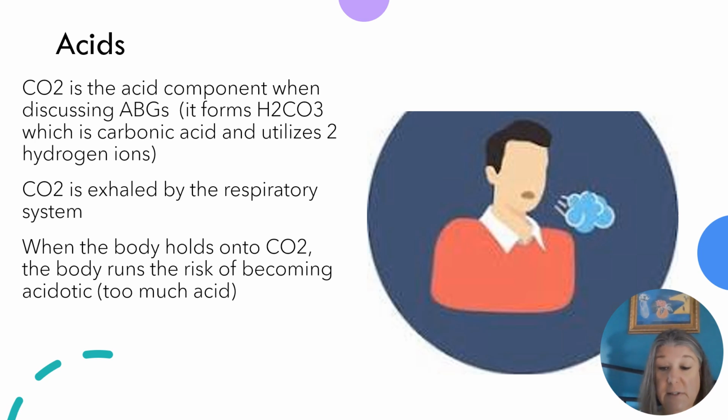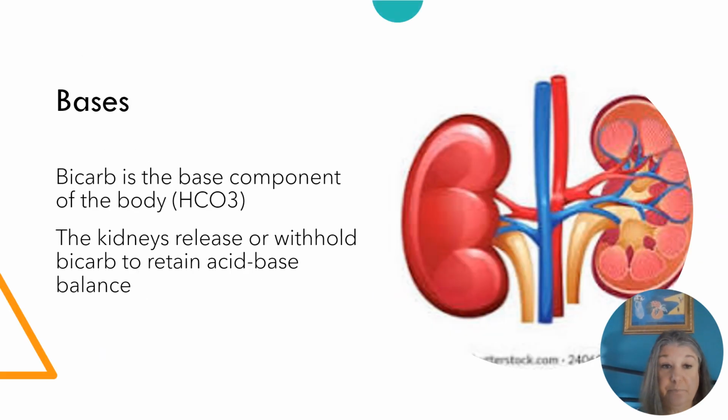So you're going to see this in disease processes like COPD and even asthma, where our problem is getting CO2 out. Our problem is not getting O2 in. Our problem is getting CO2 out, right? So that can put you into an acidotic state.